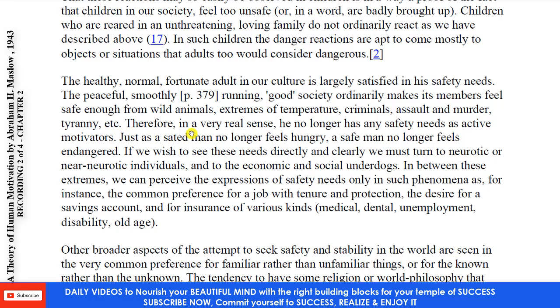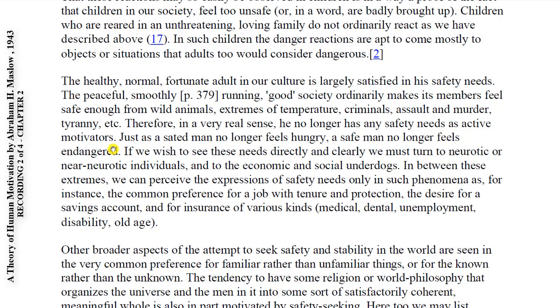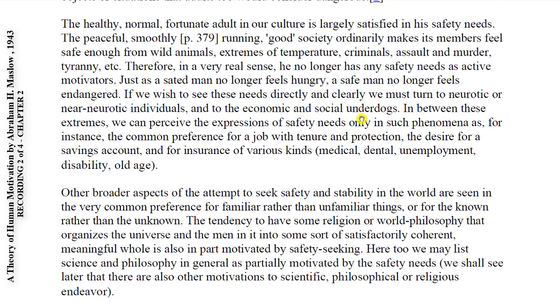Therefore, in a very real sense, he no longer has any safety needs as active motivators. Just as a sated man no longer feels hungry, a safe man no longer feels endangered. If we wish to see these needs directly and clearly, we must turn to the neurotic or near-neurotic individuals, and to the economic and social underdogs.